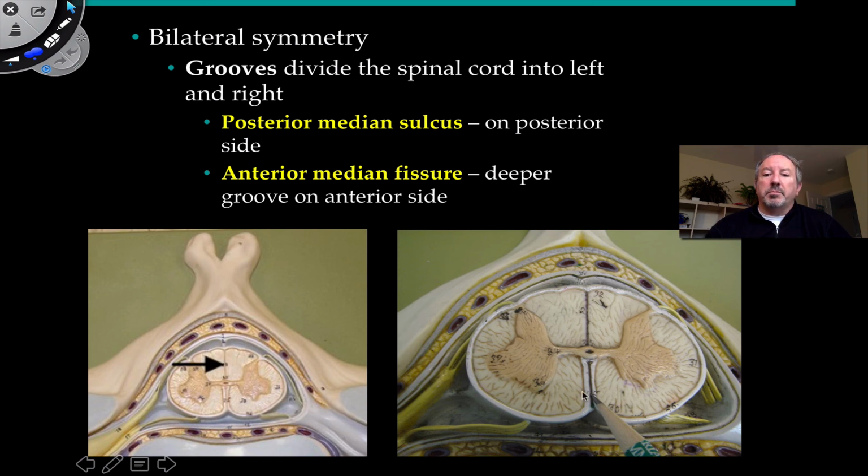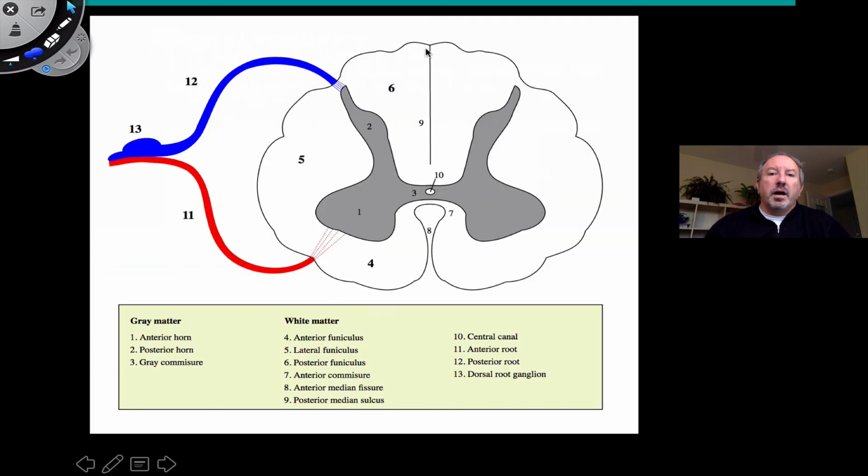And then down below here, a better view right over here, this is the anterior area. This is the anterior or ventral median fissure. It's a deeper groove on the anterior side, and it divides the spinal cord into two halves. As I mentioned before, it's bilateral. Again, here's another drawing of that. Number 9 here is the posterior median sulcus, and number 8 is the anterior median fissure.